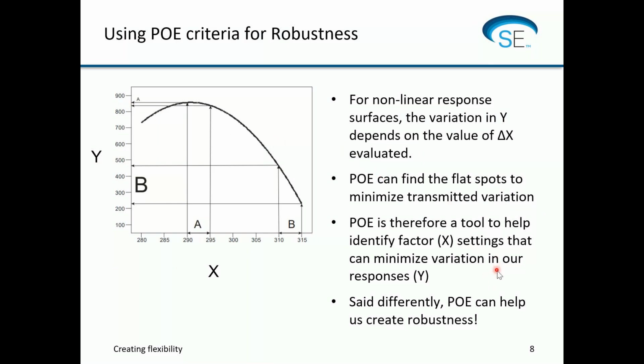So POE is therefore a tool that can help us identify the process factor settings that can minimize the variation in our responses. Or put differently, it can help us create robustness, right? Because we have this certain amount of variation and it doesn't cause much damage. Well, that's kind of the whole point, isn't it, of what robustness is all about. So that's the tool we're going to try to build into our story today, is propagation of error.